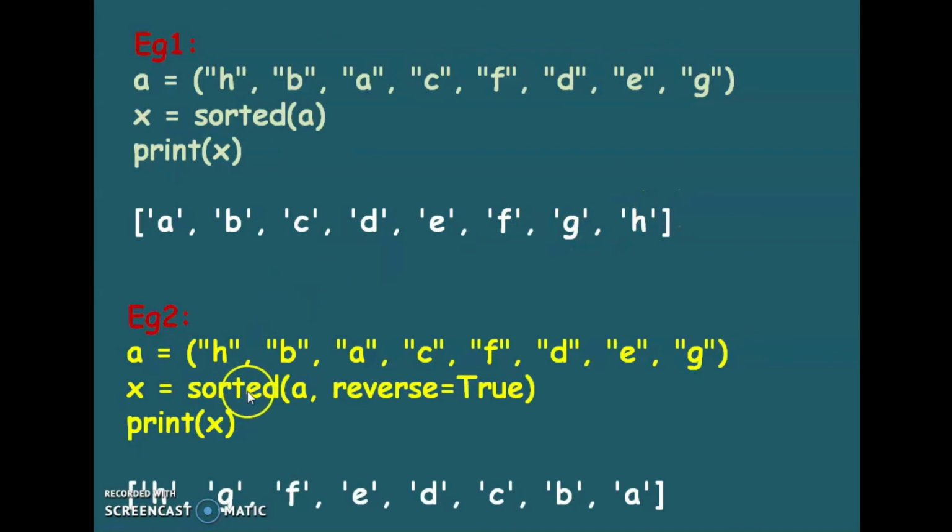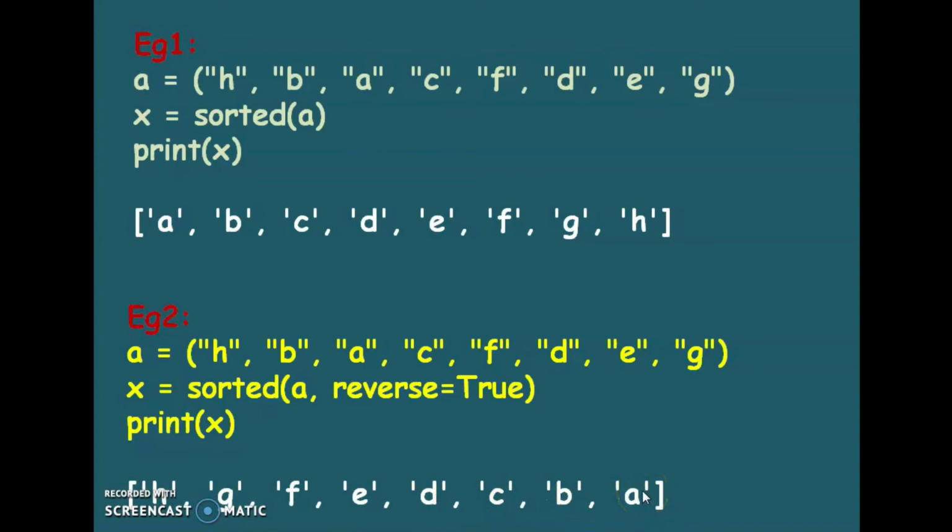Okay. Check the other example. A is equal to H, B, A, C, F, D, E, G. X is equal to sorted A, comma, reverse equal to true. Reverse equal to true means we will get the answer in descending order. Print X. We can see the answer is in descending order: H, G, F, E, D, C, B, A.